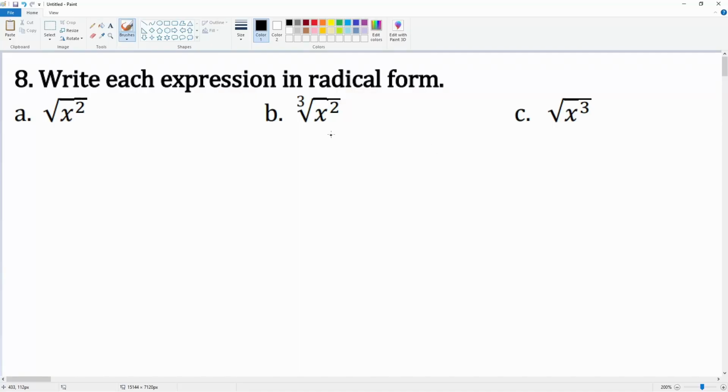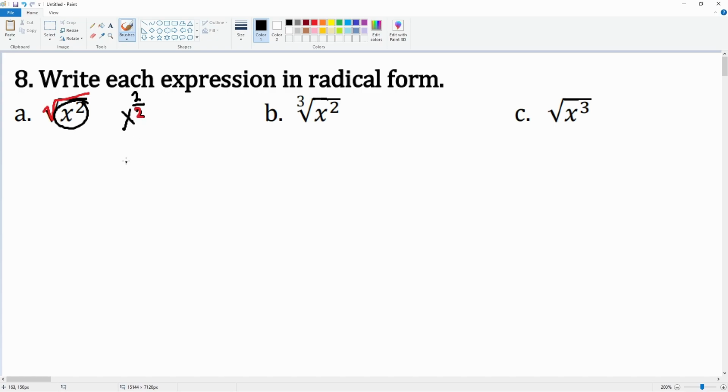Number 8 here asks us to write each expression in radical form. Please understand what this radical means here. This means to have an exponent of 2 of a number divided by 2. Okay? So that's what it means. So what you have on the inside here is just an x squared. So that's how it looks.